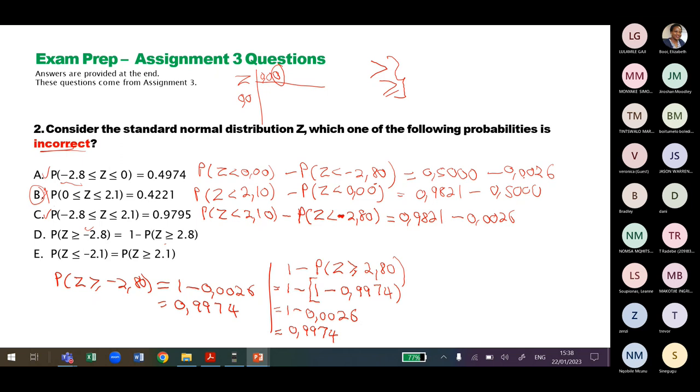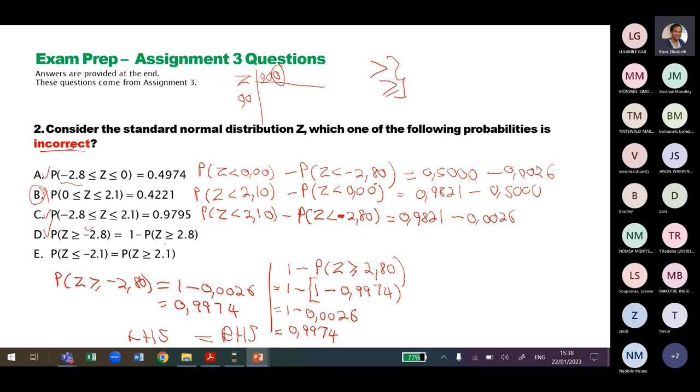So the left-hand side equals the right-hand side? Yes. If they are equal, therefore that statement is correct. That's how you check. Let's look at number E.